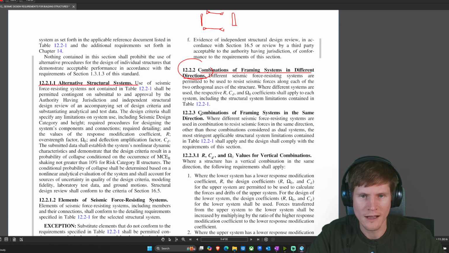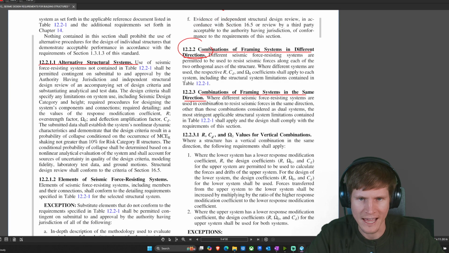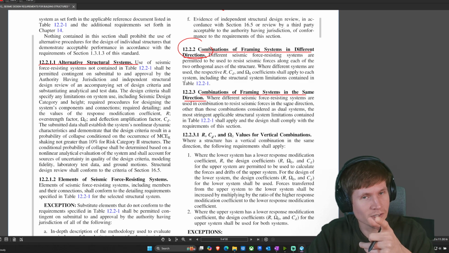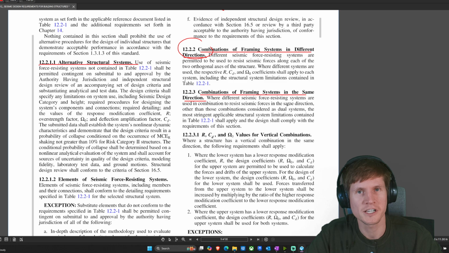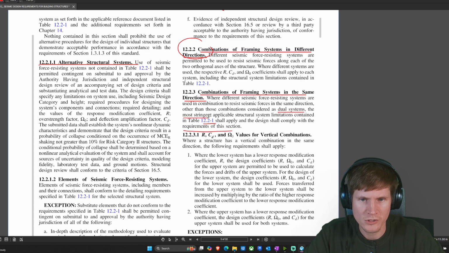Moving forward some more, combination of framing systems in the same direction. That is us here today. So let's read further. Where different seismic force resisting systems are used in combination to resist seismic forces in the same direction, other than those combinations considered as dual systems, all right, so they're referring back to the conversation that we just had, the most stringent applicable structural system limitations contained in table 12.2.1, where we just were, shall apply, and the design shall comply with the requirements of this section.